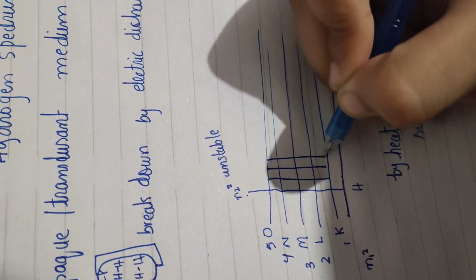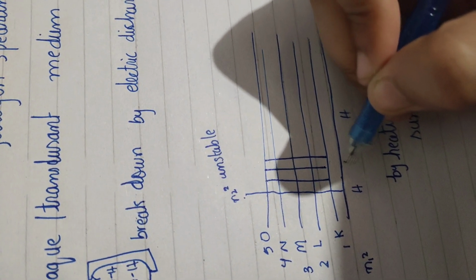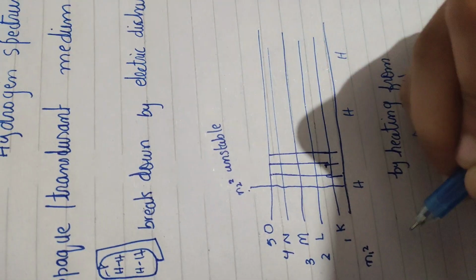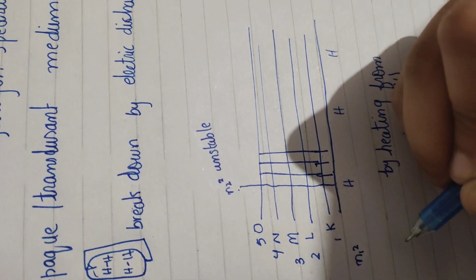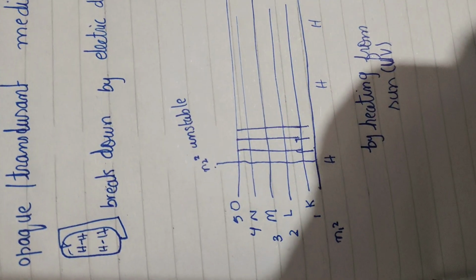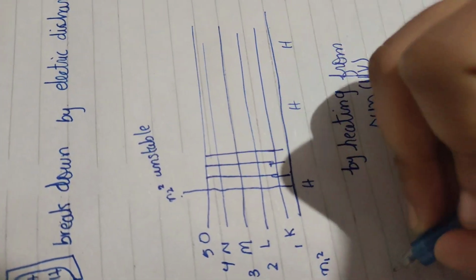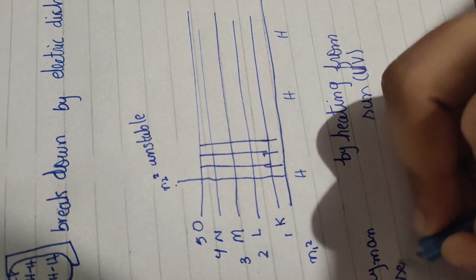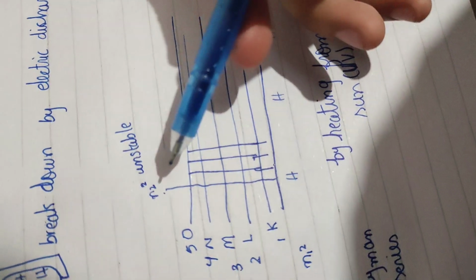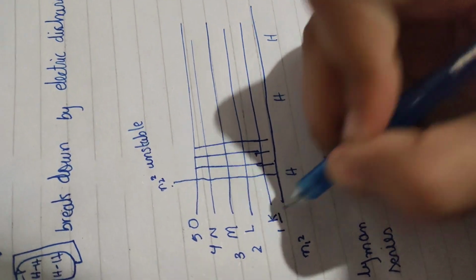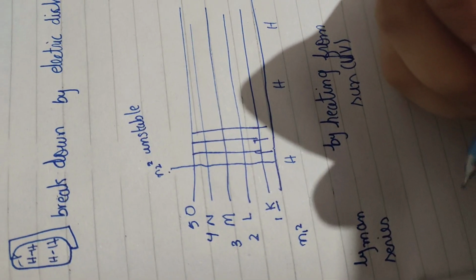When these hydrogens come to the K shell, this spectrum is known as what? Lyman series. This spectrum is known as the Lyman series, when the hydrogen drops from an unstable position to the K shell. This is known as the Lyman series.